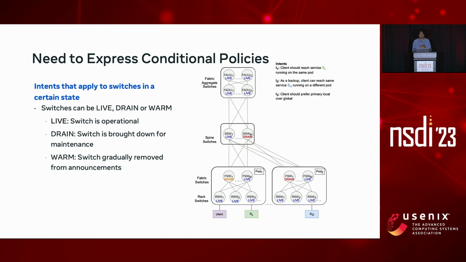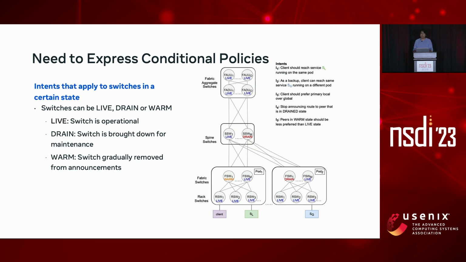Now, the network operator could specify intents which are unique to these device states. Going back to the running example, consider intents I4 and I5. Intent I4 specifies that a switch should stop announcing to its peer if its peer is in a drained state.